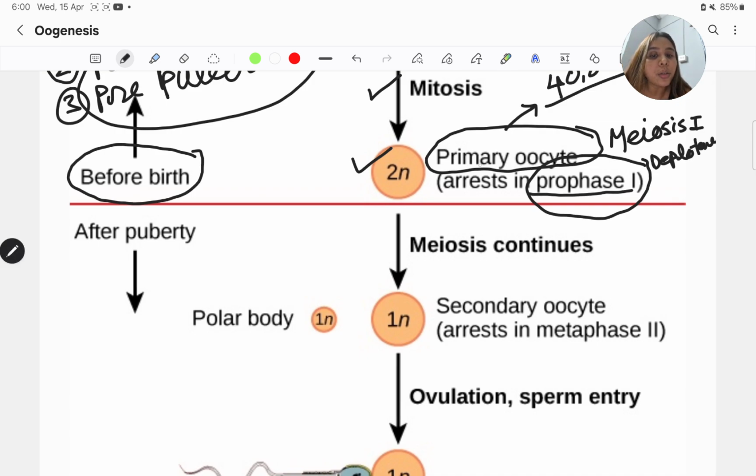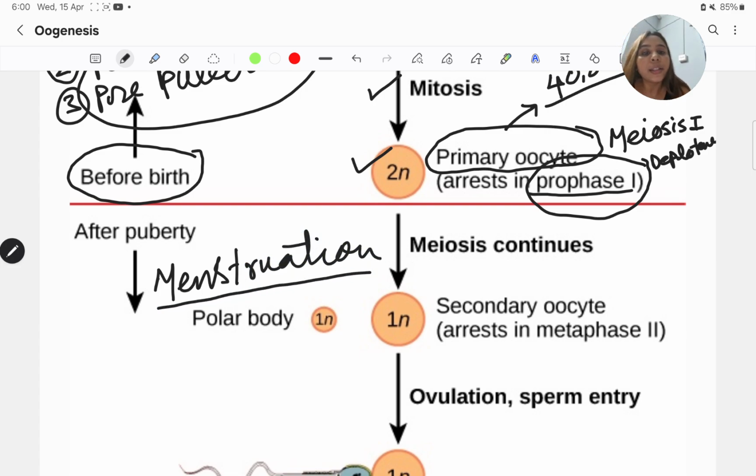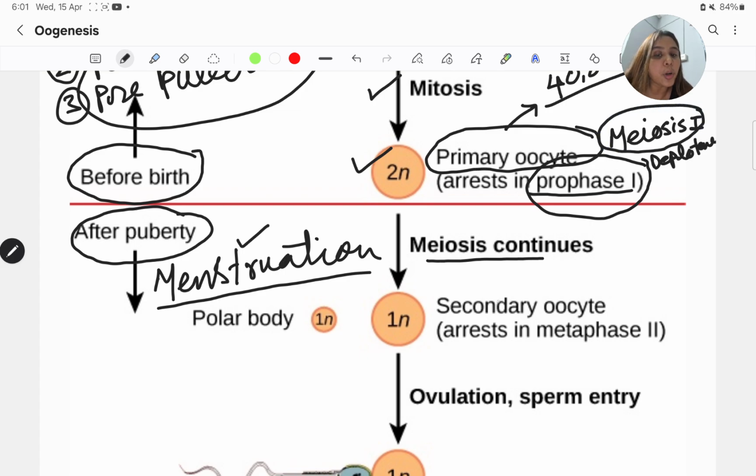Okay. So what happens after puberty? After puberty, the primary oocyte develops and menstruation occurs. That means these primary oocytes remain till they reach puberty, and at puberty only one primary oocyte gets selected for the menstrual cycle. Okay, that is why only one cell is prepared and able to develop further. That means it continues meiosis, completes meiosis 1 and then proceeds to meiosis 2, and they get a secondary oocyte.